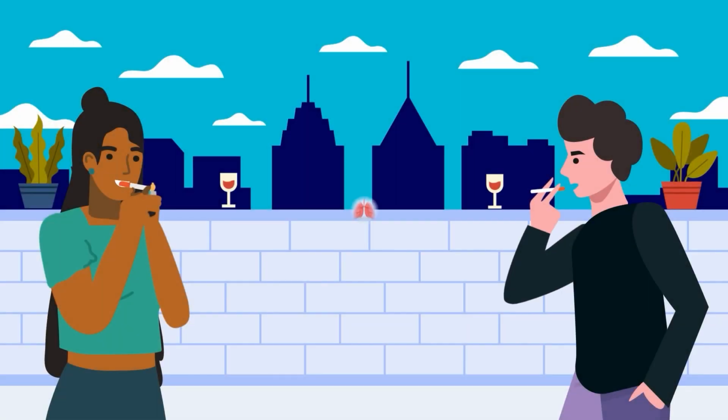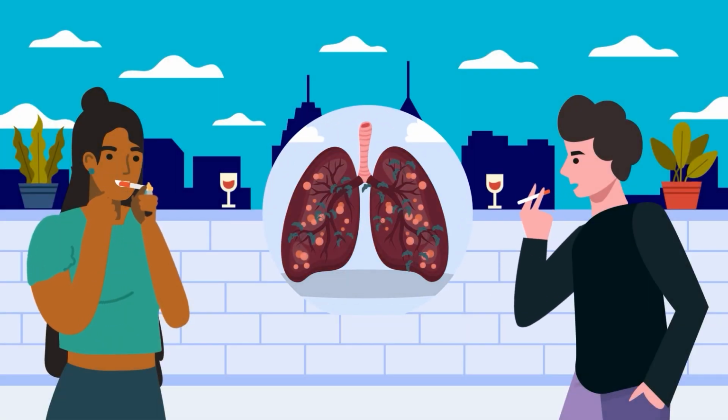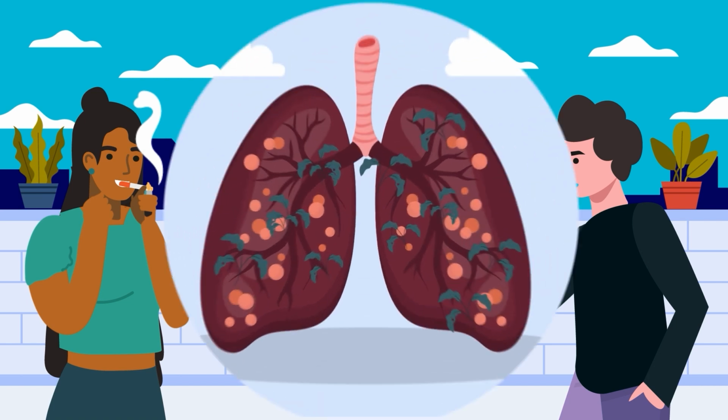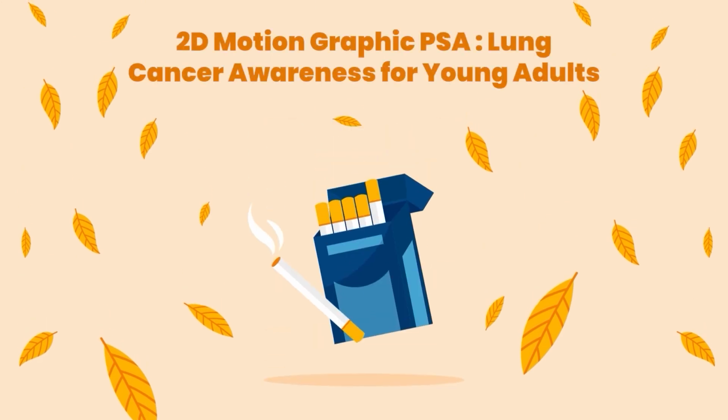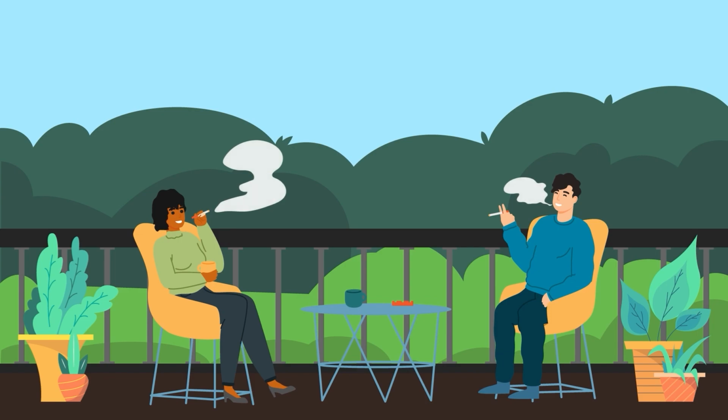Lung cancer, which includes cancers of the trachea, bronchus, and lung parenchyma, stands as the leading cause of cancer-related deaths. So, to address this problem, a 2D motion graphic PSA was produced to raise awareness about the dangers of smoking and vaping to young adults.